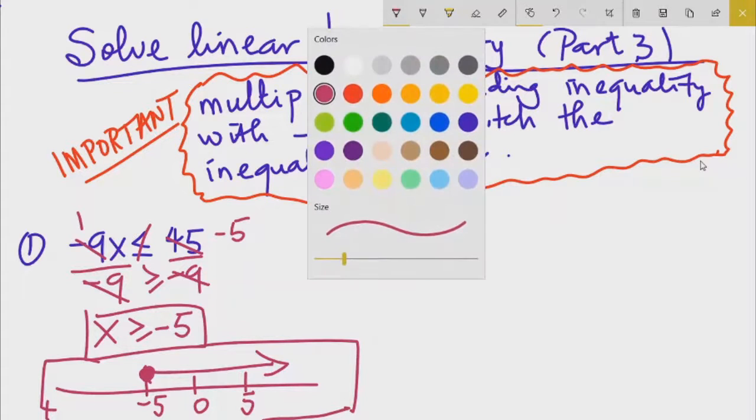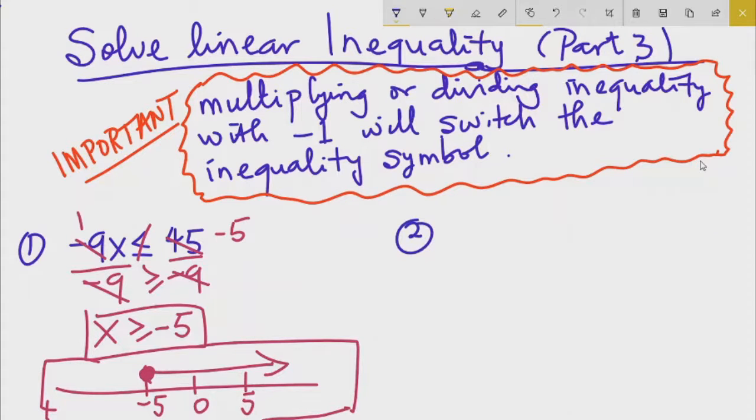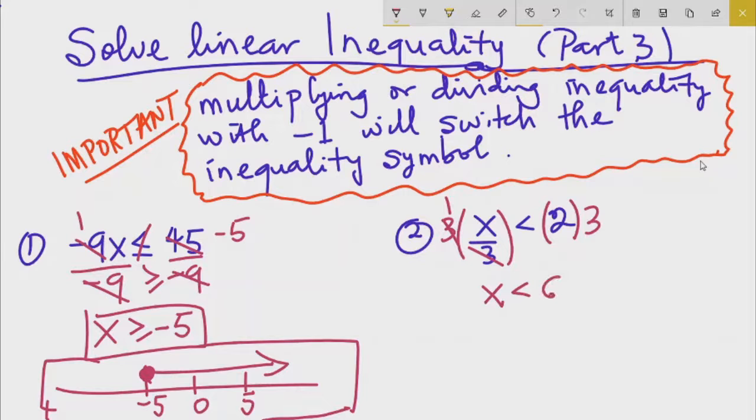So the example 2, we have x divided by 3 is less than 2. So to be able to solve this, all we need to do, because this 3 is dividing the x, we need to multiply by 3 on both sides. Okay, so let's multiply by 3 on both sides. So 3 will go into 3 one time. So our solution in this case will be x less than 2 multiplied by 3. That will be 6. So the solution is x less than 6.